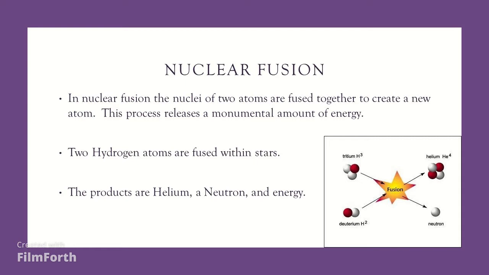Basically, two hydrogen atoms are fused within the stars, and the products are a helium atom, a neutron, and then energy. So I have a little diagram here that shows that. This one here is a hydrogen with two neutrons, and this one here is a hydrogen with just one neutron. And when they fuse, you end up with a standard helium atom, and then that extra neutron goes off.